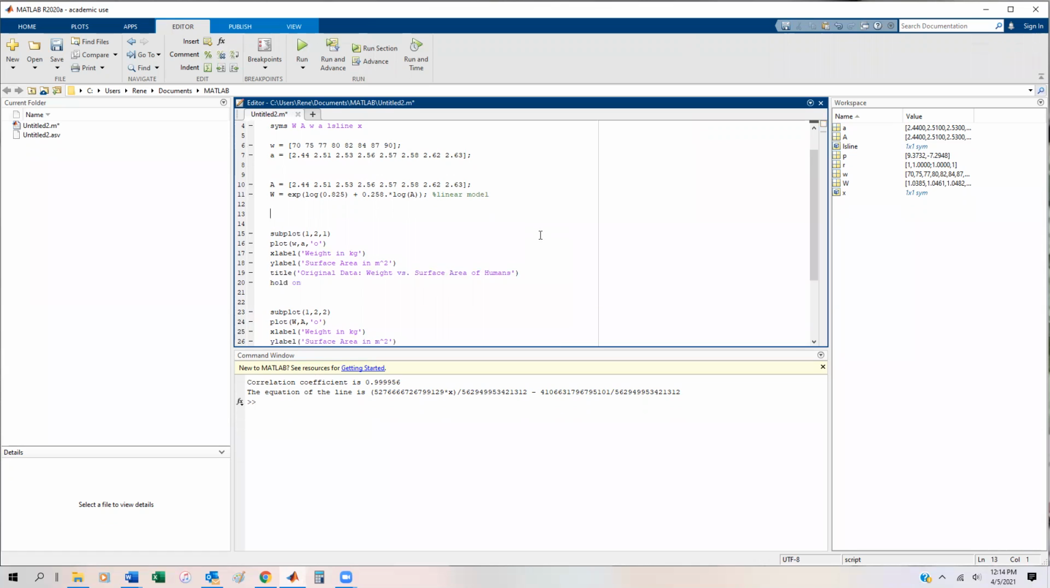And right here, now we know that the range of values is 70 to 90. So I'm going to define x1 to be equal to 70 colon 0.1, excuse me, colon 90. And let's say y1, and this is going to be using the model, is going to be equal to, remember our original model, 0.825 dot times x1 dot raised to the 0.258 power. And I'm just going to plot x1 versus y1 and hold off.